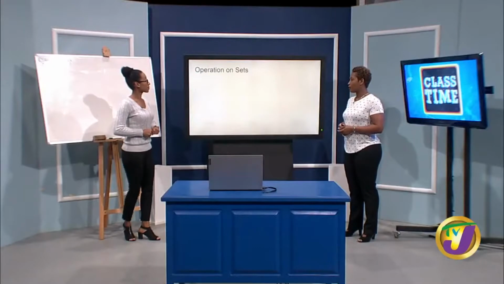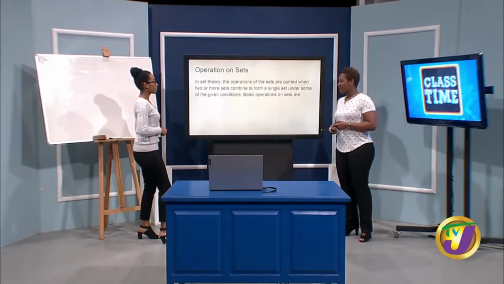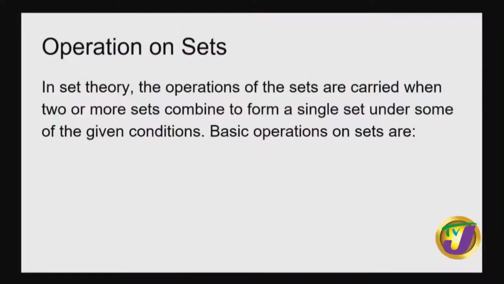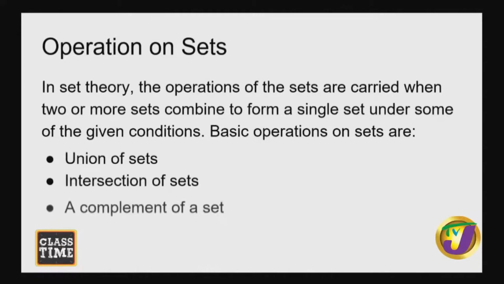All right. Awesome stuff. We're now looking at operations on sets. Operation sounds fun. In set theory, the operations on sets are carried out when two or more sets combine to form a single set under some of the given conditions. Some of the basic operations on sets are union of sets, intersection of sets, and complement of a set. So those are the things we're going to look at today in our lesson, right? Union, intersection, and complement. Okay.